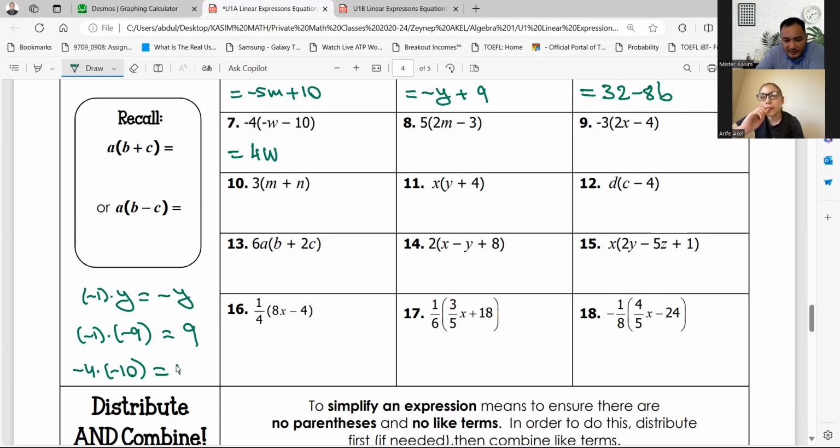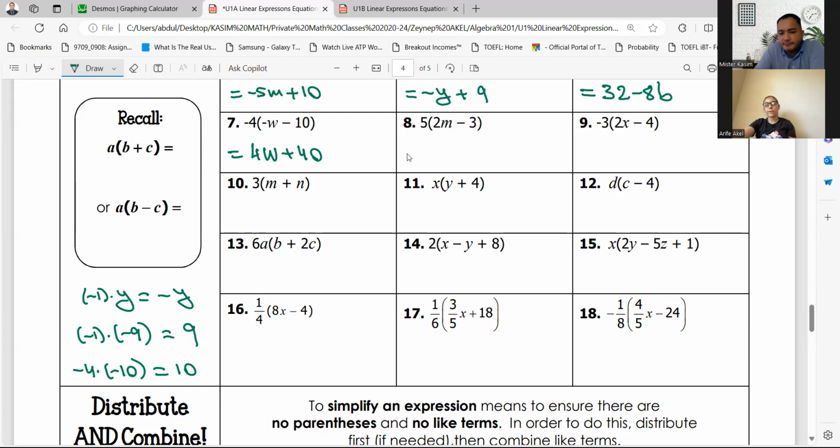Positive 10. We are multiplying, not adding. Multiplying, right? Negative 4 times negative 10. Negative, negative, positive. 4 times 10 is 40. So here we have plus 40, right? Because here we have multiplication. We are not adding. Okay?